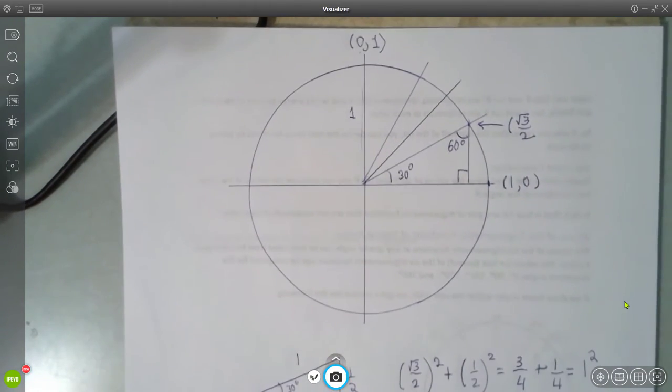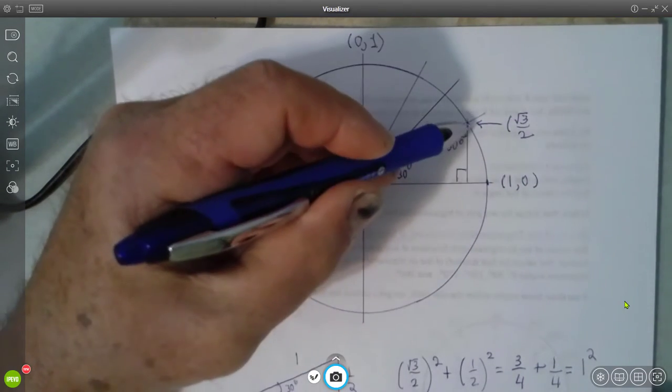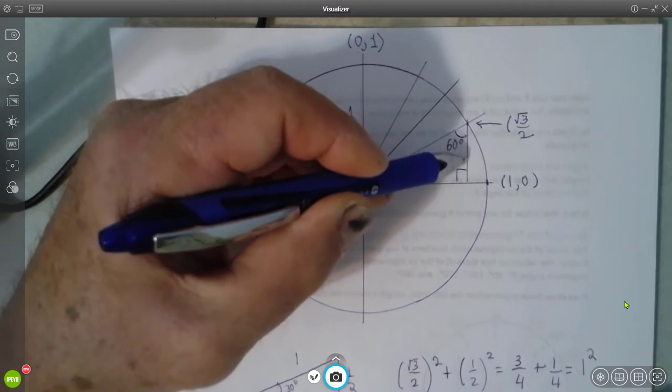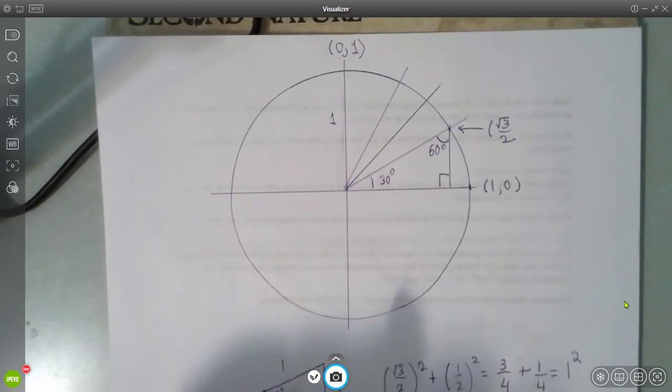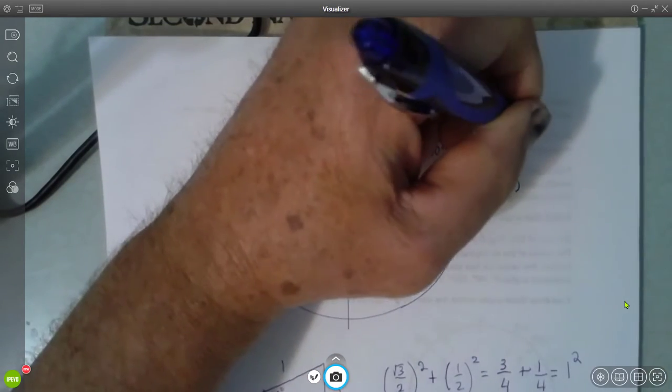√3/2. And this distance along here, well, we've just computed it. That is 1/2, but that's also the y-coordinate of this point. So this is 1/2.